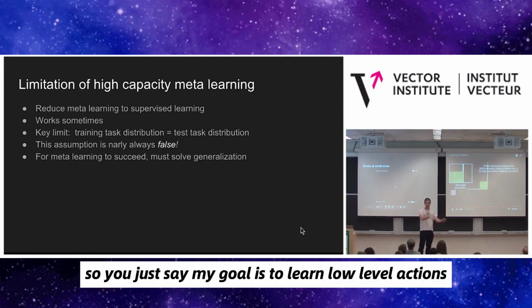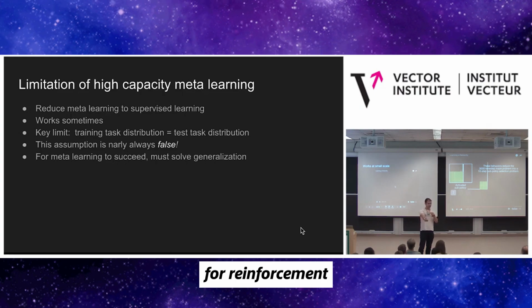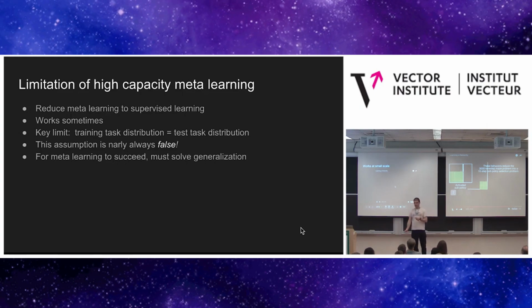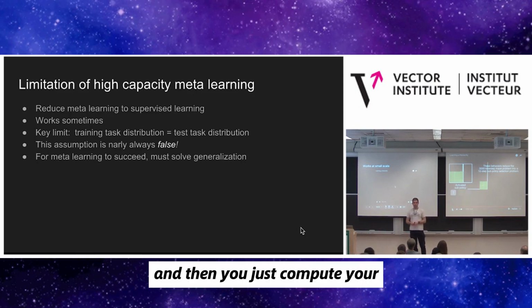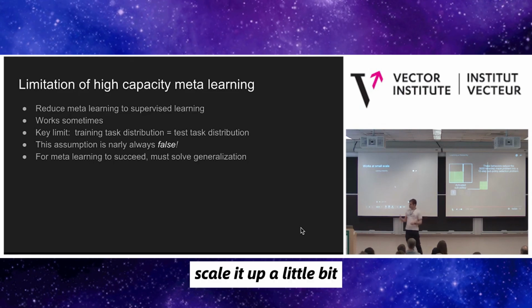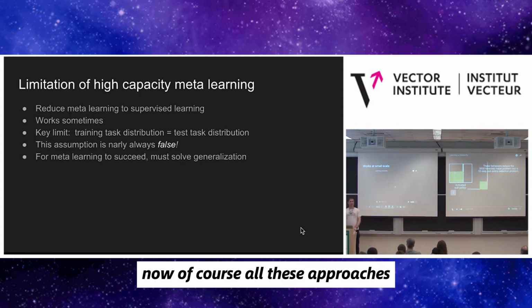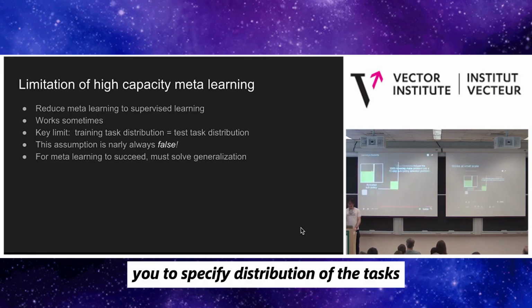So you just say, my goal is to learn low-level actions which make it possible for a quick run of reinforcement learning to succeed as much as possible. So that's it. It's a really simple idea. And then you just compute your gradient estimate, scale it up a little bit, and you can learn these low-level actions.